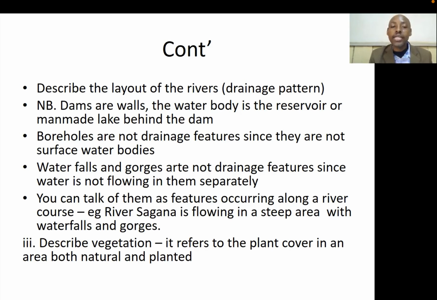The layout just goes once, so don't single out other rivers, many rivers, and repeat from the drainage pattern because it goes once. Remember, dams are walls. The water body is the reservoir or the man-made lake and the dam. So that is the one we should refer to as the drainage feature.